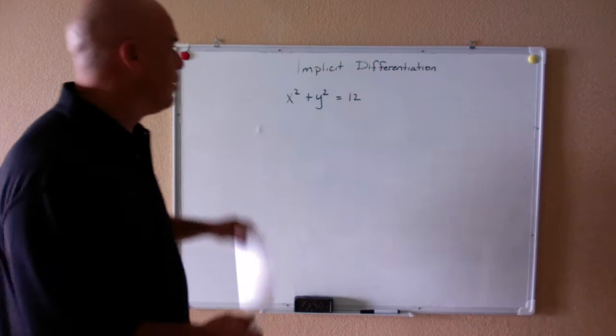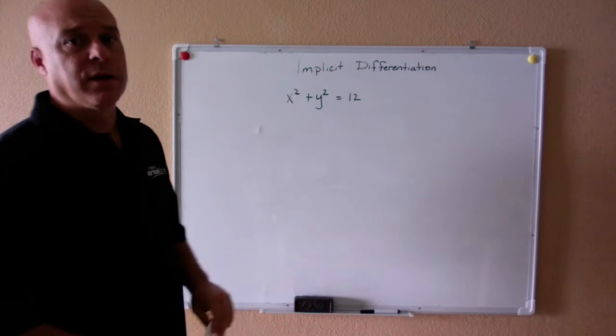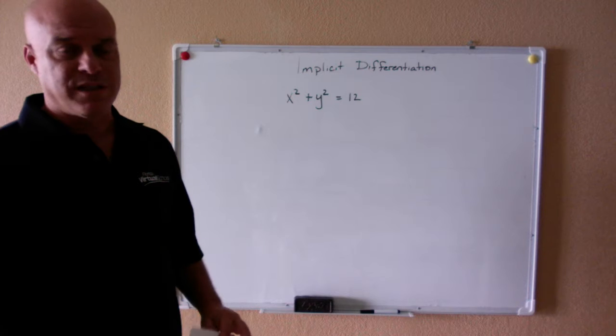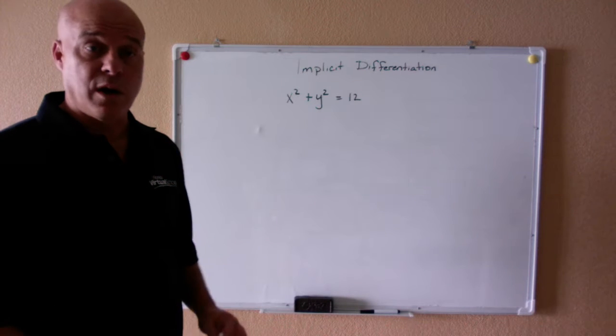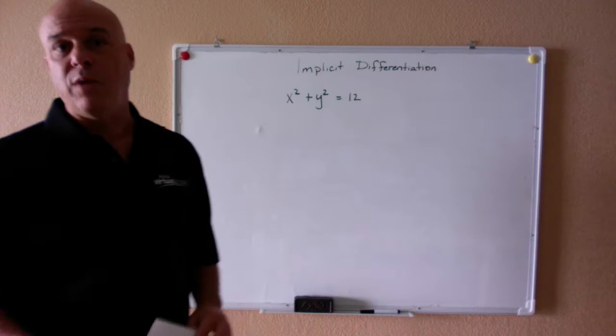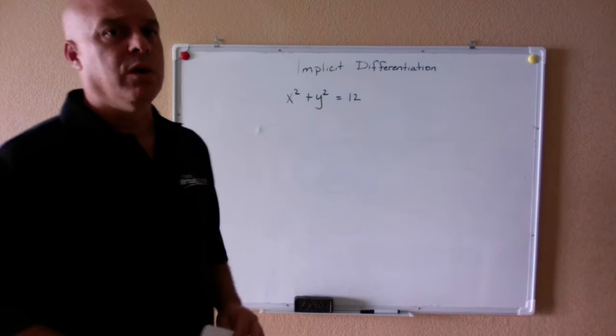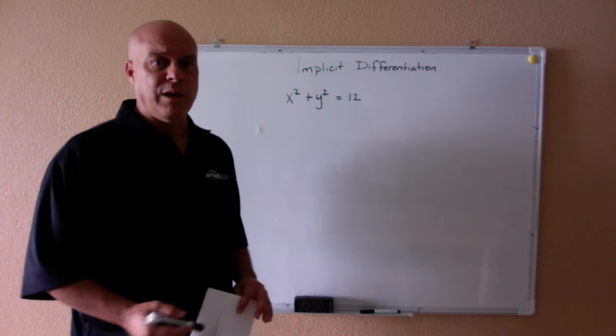This is a good example of an implicit differentiation problem, x squared plus y squared equals 12. We don't have this solved specifically for y, we've got a y squared involved. Solving this for y we could do, but we would end up with a plus or minus when we took the square root, and so we want to try and avoid that if we can.